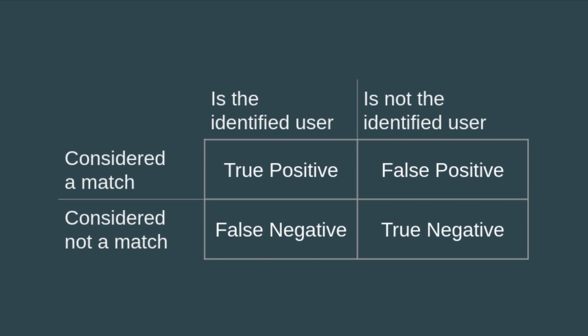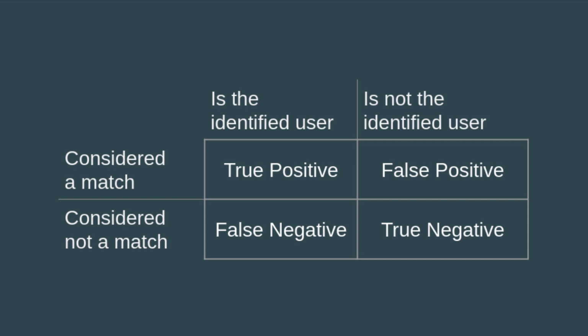With false negatives, it is the case that the user is the identified user. So the person who is presenting and trying to authenticate is the identified user, but their biometric is not considered a match. And that's called a false negative. A false positive is when the user who has identified themselves and is trying to authenticate as a valid user is considered a match, but is not actually the valid user. That's called a false positive.